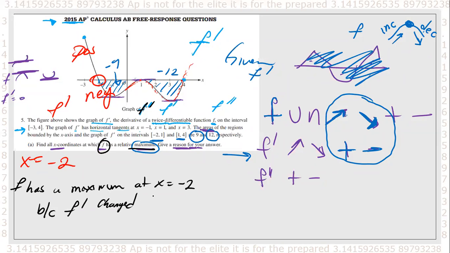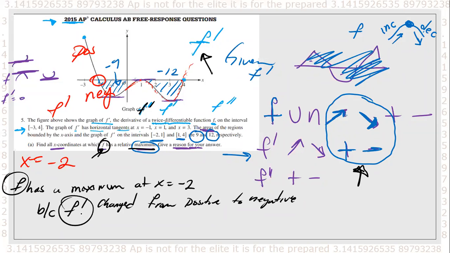f prime changed from positive to negative. So that is perfect: you talked about the graph that they wanted, the graph you were given, and why. This would be a perfectly good answer. Of course, guys, you could use different vocabulary. I really don't mind as long as the important stuff is there: f prime, the value, and the rationale. Okay, any questions so far?